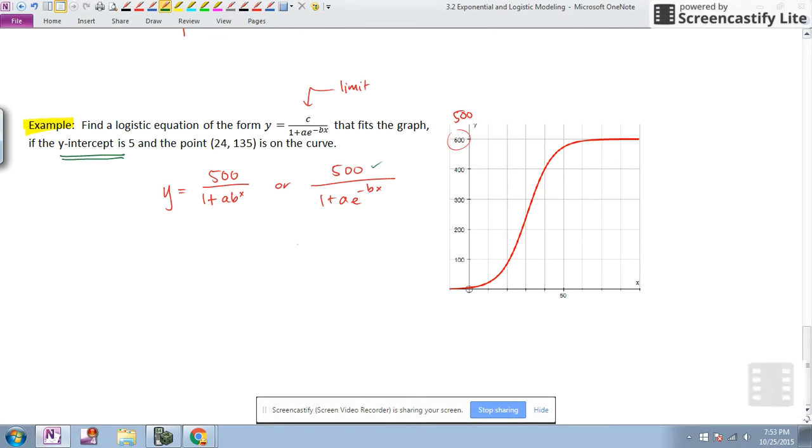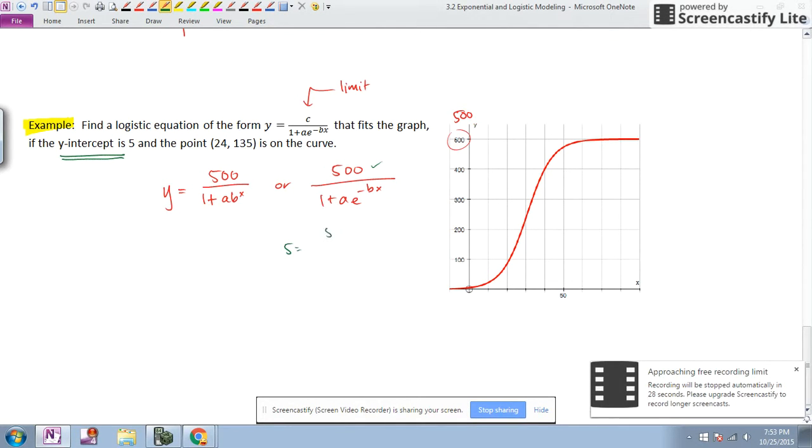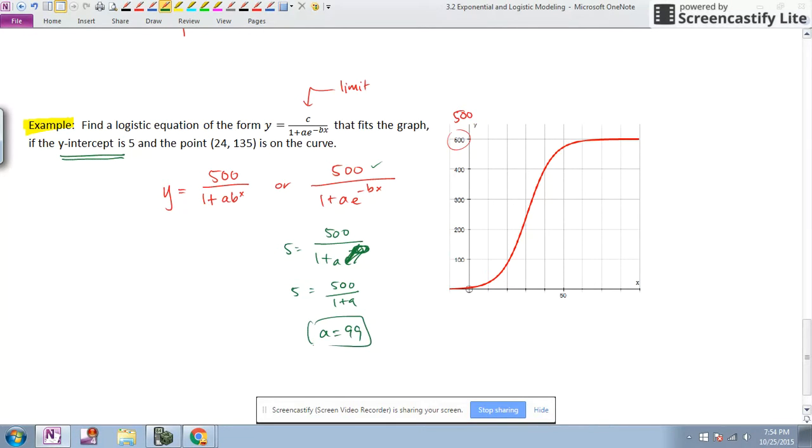So you would have your equation 5 is equal to 500 over 1 plus ae to the negative b times 0. Well, anything times 0 is 0. So that's 0. And then e to the 0 is 1. So that's just 1. So really this is 5 equals 500 over 1 plus a. And a little bit of math there tells me that a is 99. So I know a is 99. So good news. We know this equation. And by the way, that would be true for both equations.